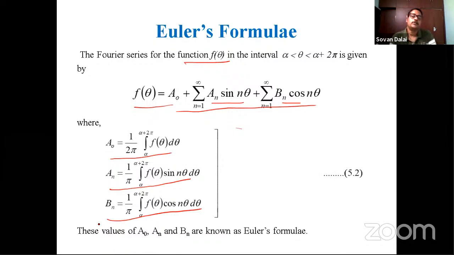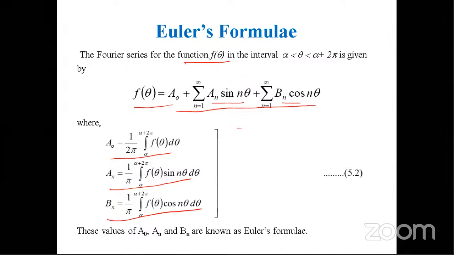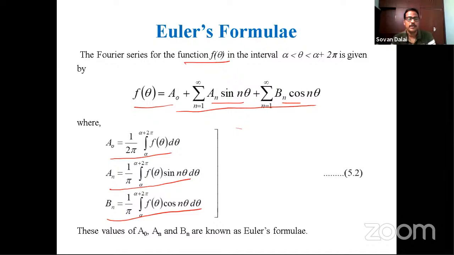Okay. Now, in your mind, how will you write this theory? I will discuss how we will get this formula of A0, An, and Bn. But you have to remember these general expressions.